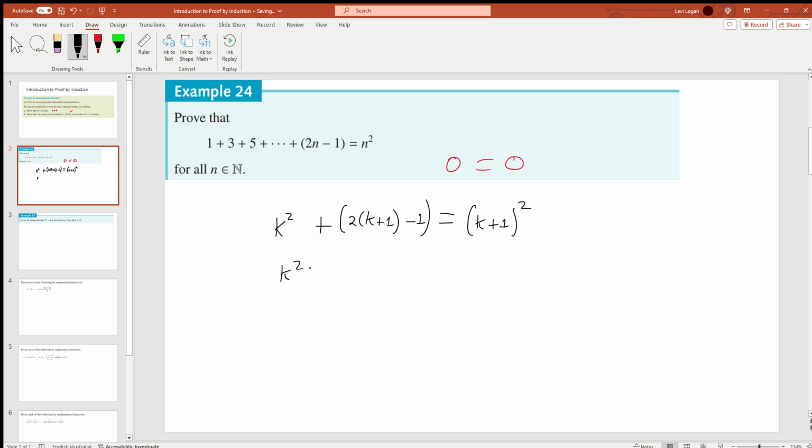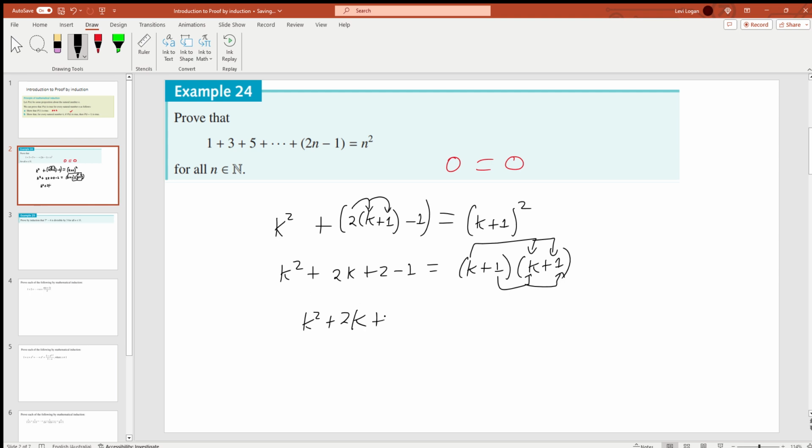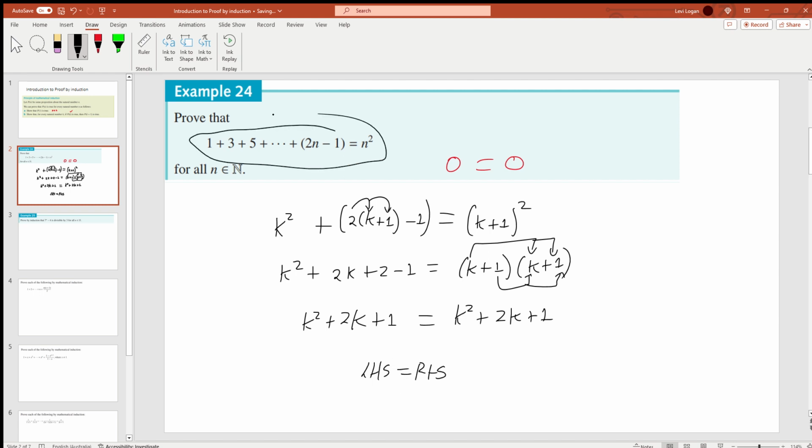So we're going to get k squared plus, distribute this, 2k plus 2 minus 1. And then let's expand this. So this will be k plus 1 times by k plus 1. So multiply this by that, and that, that, and that. On this side here, you're going to get k squared plus 2k plus 1. And over here, you're going to get k squared plus 2k plus 1. So we've proved the left-hand side equals the right-hand side. Hence, we've proved this equation here.